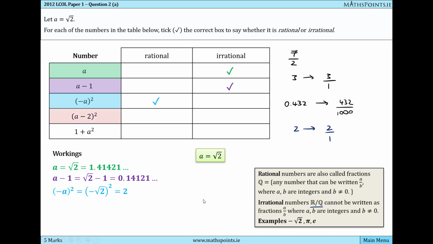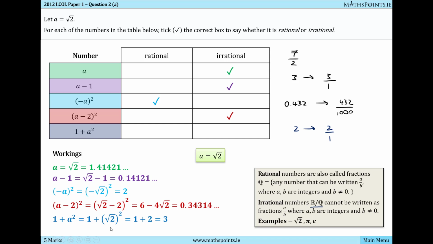A minus 2 squared, well, we'd have to sub in root 2 minus 2, squared. If we were to actually open the brackets and multiply it out, we'd see that that's 6 minus 4 root 2, which is a never-ending decimal. It's still an irrational number. Finally, 1 plus a squared will be 1 plus root 2 squared. Root 2 squared is just 2, so that will be 1 plus 2, which is the number 3. And as we stated already, 3 is a rational number. It can be written as 3 over 1, where both 3 and 1 are integers.